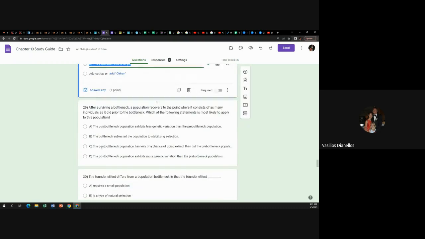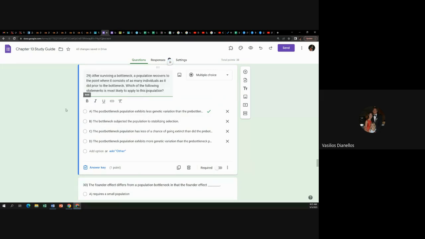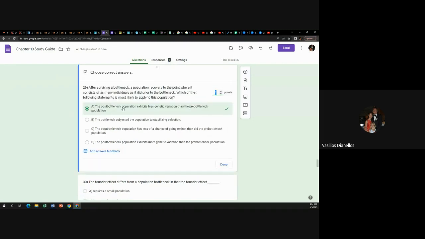All right. After surviving a bottleneck, a population recovers to the point where it consists of as many individuals as it did prior to the bottleneck. So let's say there were 100,000 cheetahs in a population, and then there was a bottleneck, and most of them died out. But here we go. They've recovered, and we now have 100,000 cheetahs again. Which of the following statements is most likely to apply to this population? And there's the correct answer. The post-bottleneck population exhibits less genetic variation than the pre-bottleneck population. So even though it's the same number of individuals as it used to be, there's less genetic variation. That's what happens in a bottleneck. You lose so much of your genetic variation.